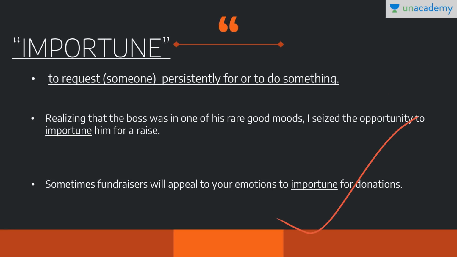The next sentence is: sometimes fundraisers will appeal to your emotions to importune for donations. So, again, in this case, because it is a verb, you need to give the reason why you have been using it. Whenever you are using it, don't change the form before a noun. It's always after the subject, and that is how you use this word.